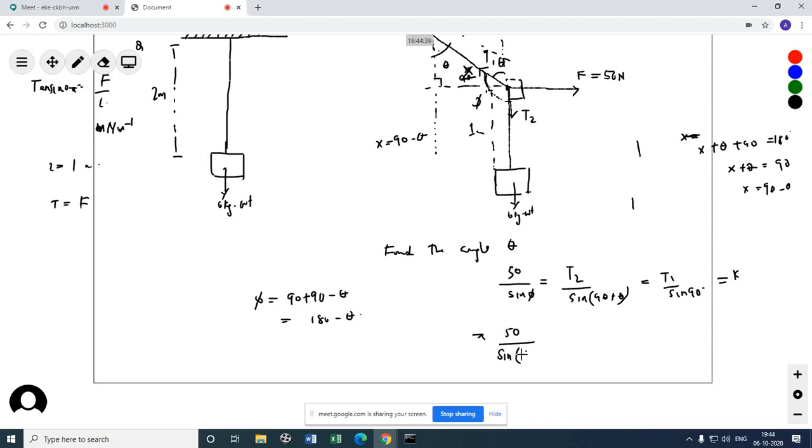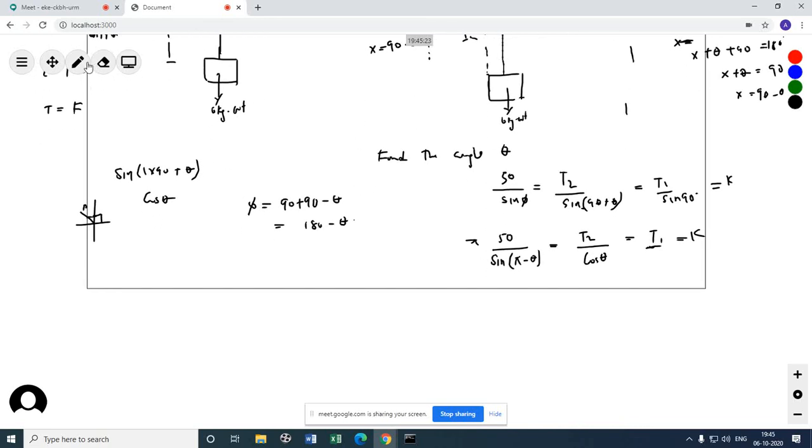So it should be pi minus theta. Sine of pi minus theta is sine theta. And sine of 90 plus theta would be what? You must know this. I am using Lami's theorem only. So 90 plus theta is in the second quadrant, sine changes to cos. Sine is positive here, so this is cos theta. So I will get T1 by cos theta, equal to K, whatever constant.